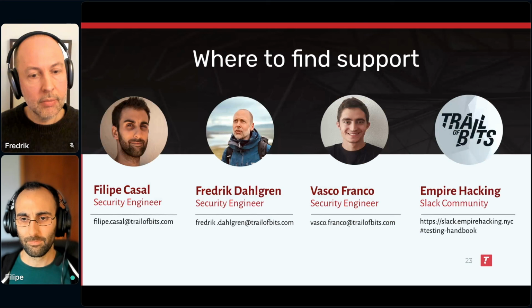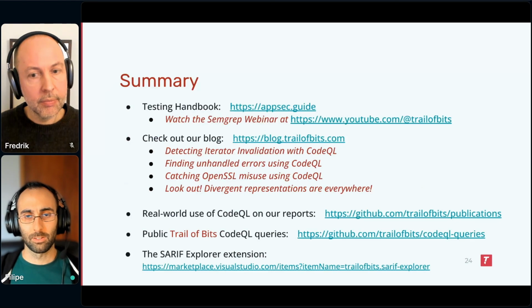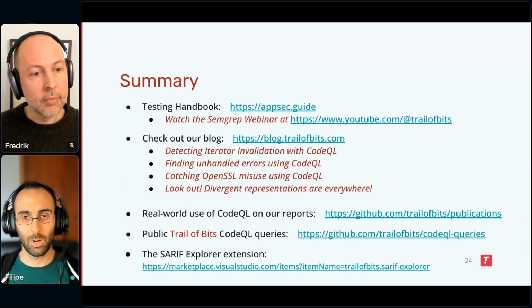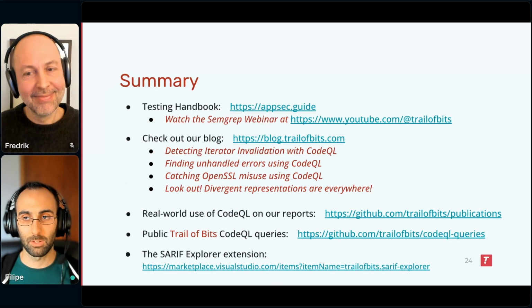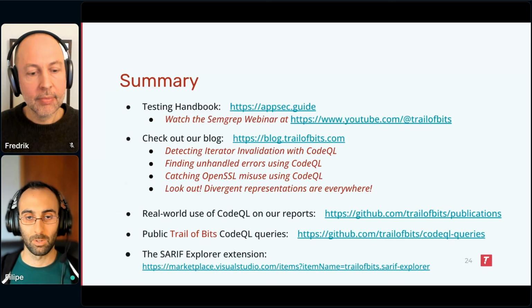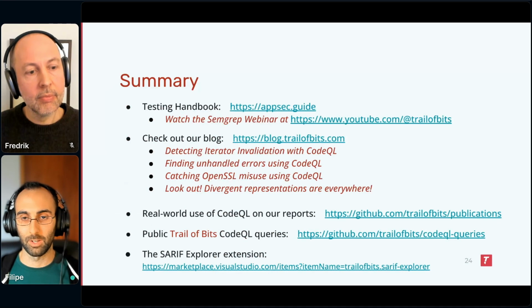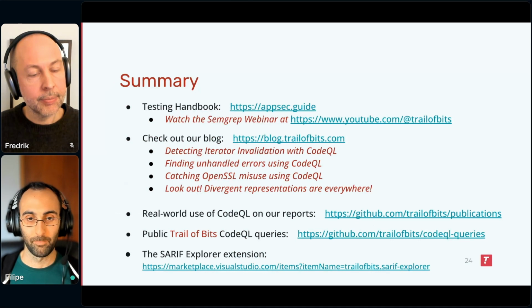And finally, to conclude, we have these great resources at AppSec Guide, the Testing Handbook, and the previous Semgrep webinar that you can go and watch on our YouTube channel, if you didn't already. Also, on our blog, we have a bunch of cool posts about how we used CodeQL to find issues in client codebases. The divergent representation one is a good example, where CodeQL was used in a research project after we found a high severity issue in SQLite some time ago.